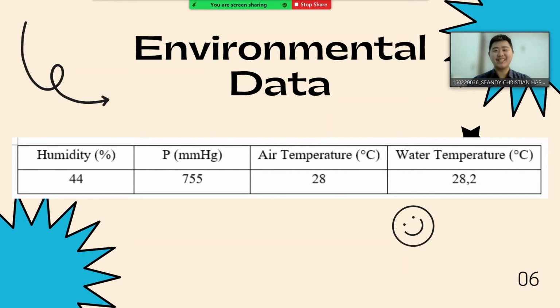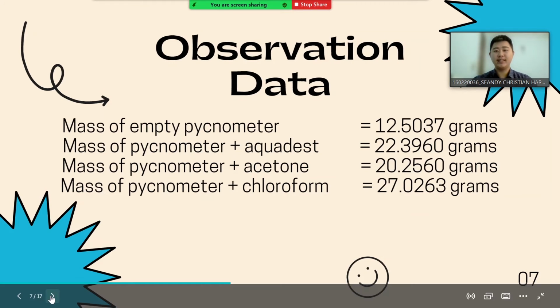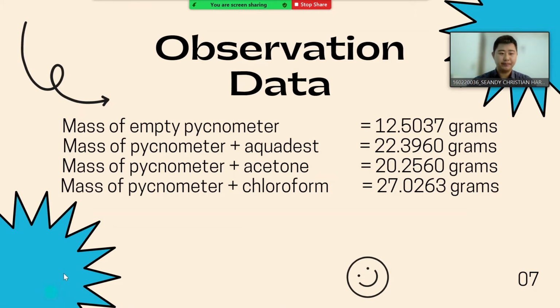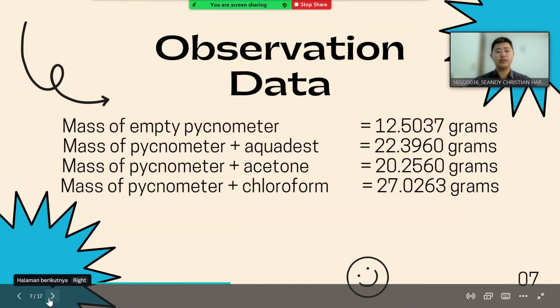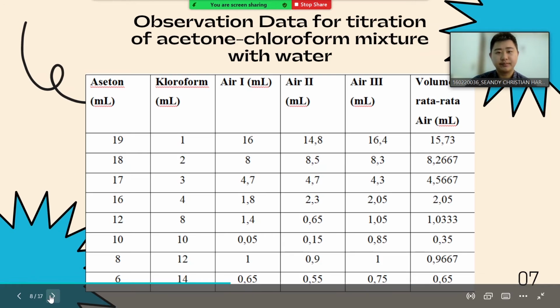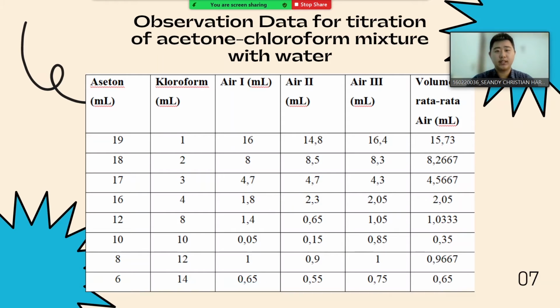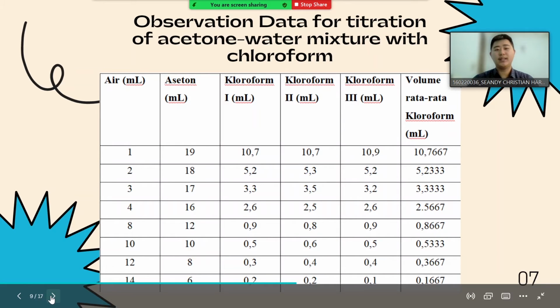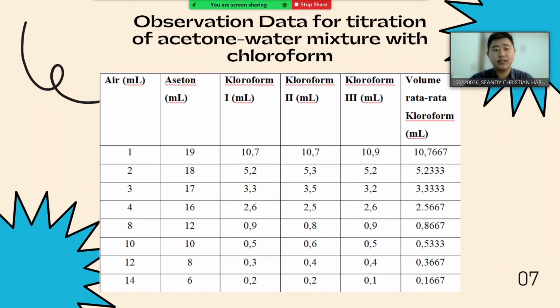So here is the data that we got. This is the environmental data, and then this is the observation data of the use of the pycnometer. Pycnometer is used to measure density. This is the observation data for titration of acetone chloroform mixture with water, while this is the observation data for titration of acetone water mixture with chloroform.